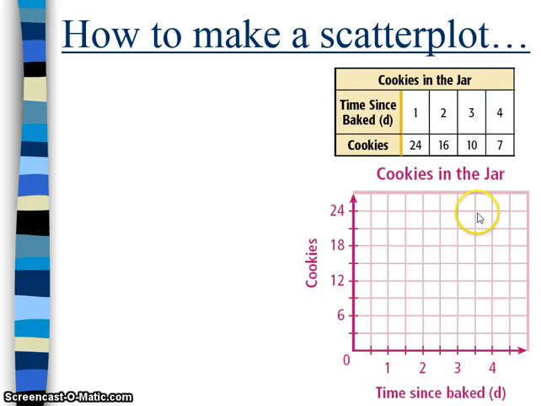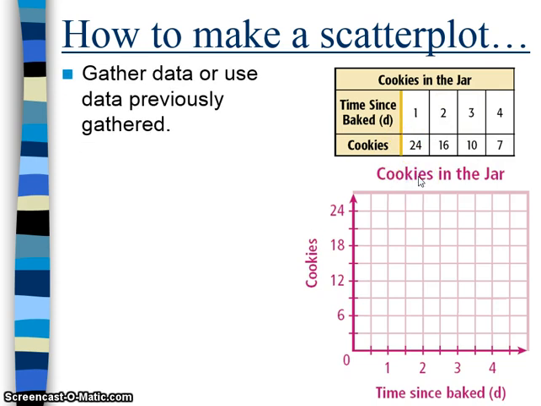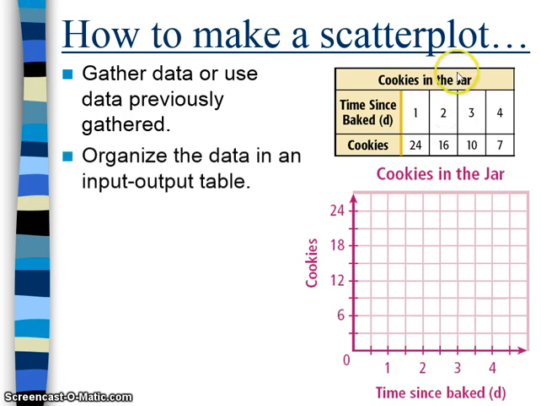So let's move into how to make a scatter plot, and then we will look at how we find this correlation. The first step in making a scatter plot is to gather your data or use data previously gathered. For example, you could actually go out and get your own data, that would be gathering data, but you're going to be using, for the most part, data that has already been gathered. For example, here in this input-output table, we have the relationship between the cookies in the jar and the time since they were baked. So we're going to use previously gathered data.